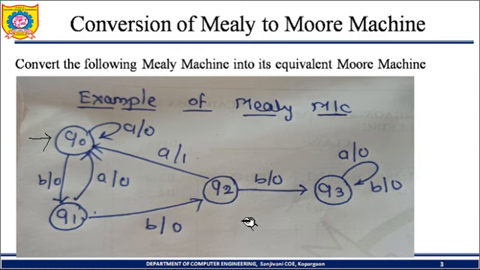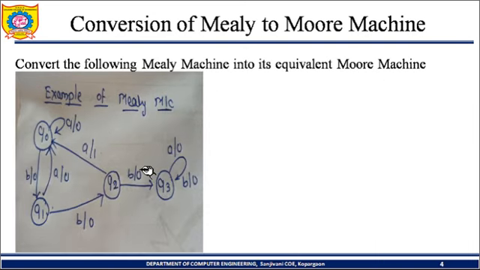Now we want to convert the given Mealy machine into its equivalent Moore machine. Then how to convert it? Now we'll see its conversion step by step. So here, we have to check the number of incoming edges for the given state. First of all, I will consider state Q0. For state Q0, how many incoming edges are there?